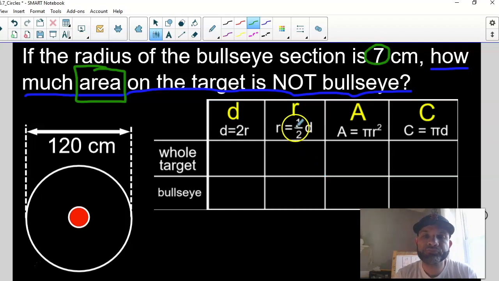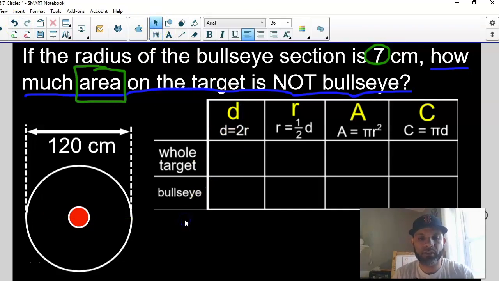All right, so first of all, the whole target we're going to start off with, since it's the first one here. What is the 120 representing here? Where does that 120 go on our chart? Is it under the D, the R, the A, or the C? Well, this 120, it goes from one end of the circle to the other end of the circle. It's just a straight measurement. That right there, ladies and gentlemen, is the diameter.